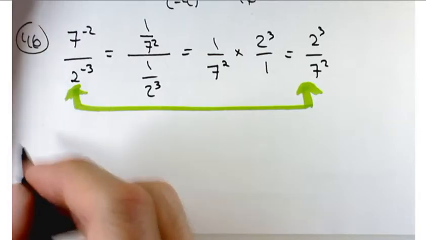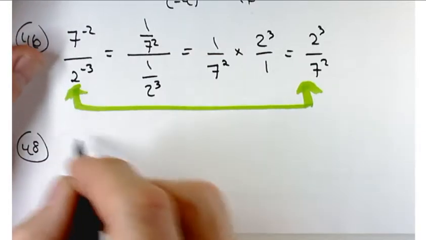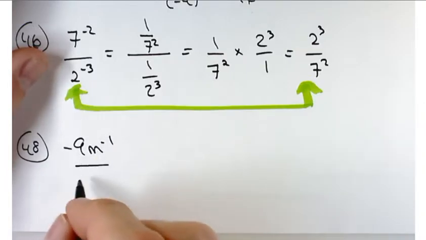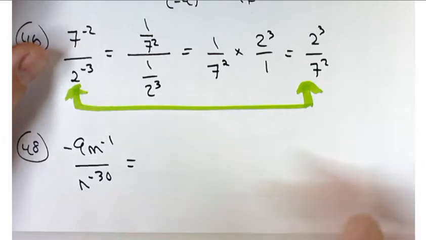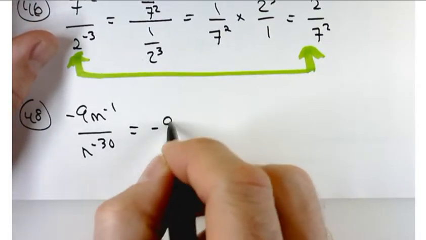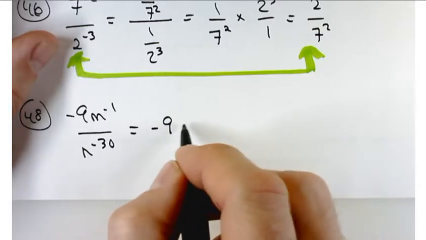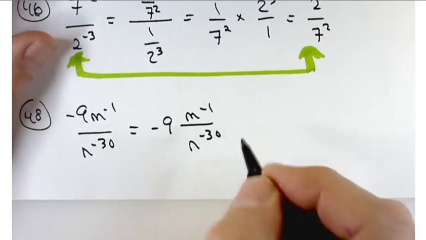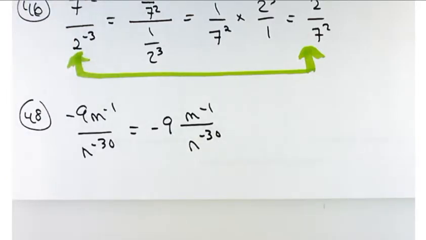Problem number 48. Negative 9 m to the negative first power over n to the negative 30th. Let me help you out by writing the negative 9 out in front. Negative 9 does not count as something with a negative exponent. You're not going to flip that. We're just going to leave the negative 9 where it is. What I want you to worry about is the rest of the stuff.